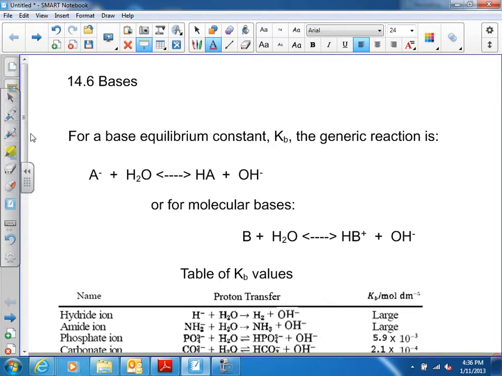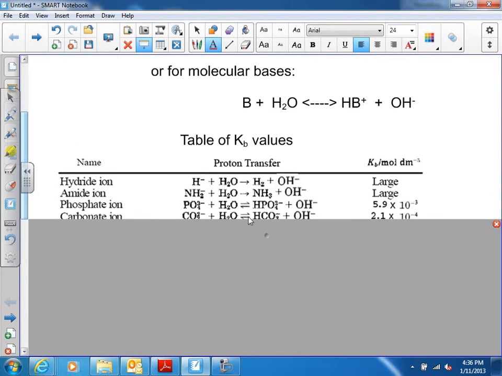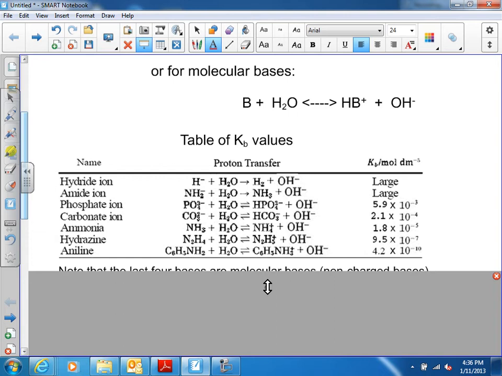The base could be an anion, or it could be a molecular base. And here I just have a table of Kb values in case we need them for our notes for any reason. We're not going to use them today, but it's good to have these in your notes. And notice hydride ion and amide ion have very large Kbs, which means those are strong bases. Okay? The rest of these would be considered weak bases because their Kbs are small. Very small compared to 1.